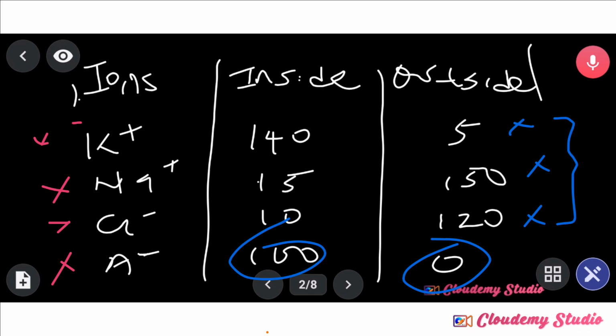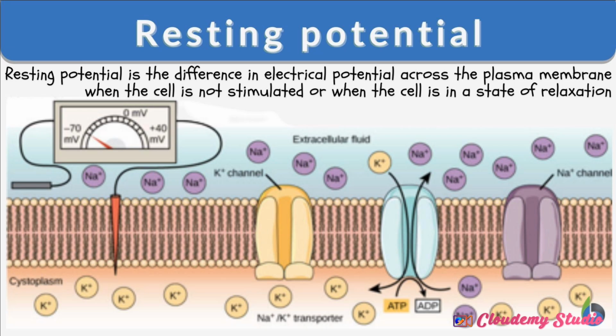You understand? Now, what is resting membrane potential? Resting membrane potential is the voltage difference across the membrane when the cell is at rest. These people define it as, let me check, the resting potential is the difference in electrical potential across the plasma membrane when the cell is not stimulated or when the cell is at the state of relaxation.